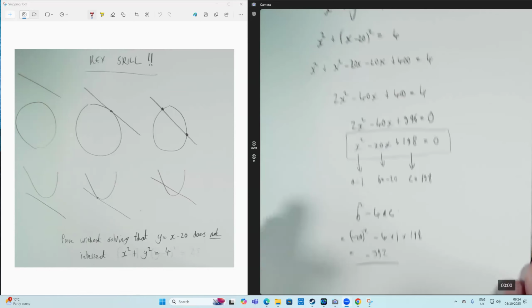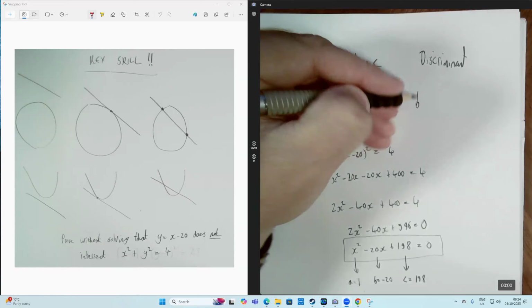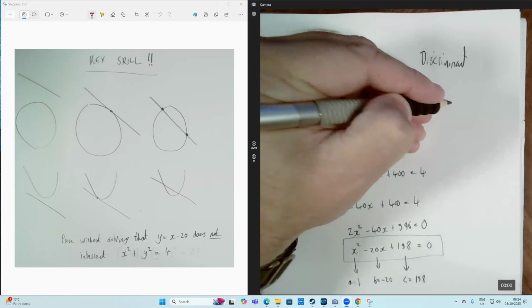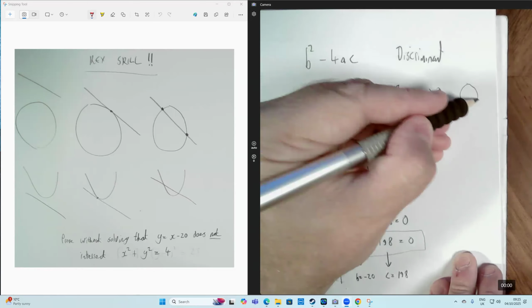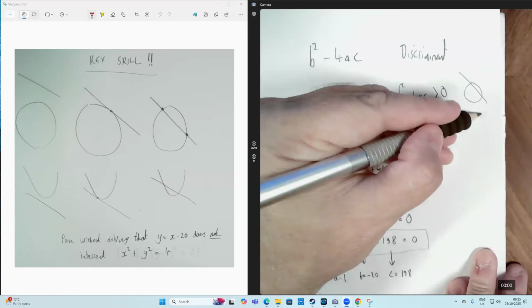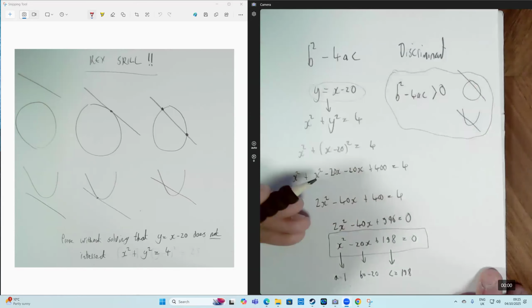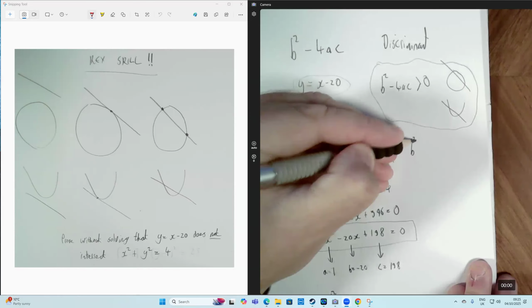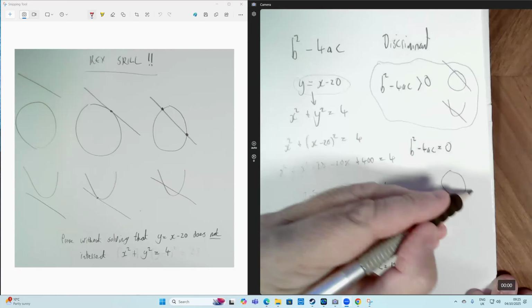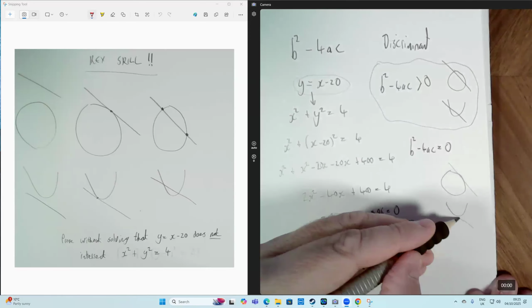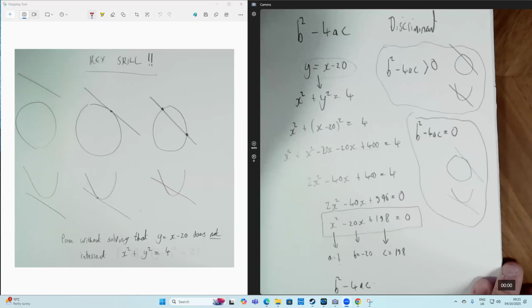Now, if the discriminant, the b squared minus 4ac, is greater than 0, that means the line intersects the circle twice, or if it's a curve, the line intersects the curve twice. That's scenario number 1. Scenario number 2 is if b squared minus 4ac is equal to 0, then the line is a tangent to the circle or a tangent to the curve.